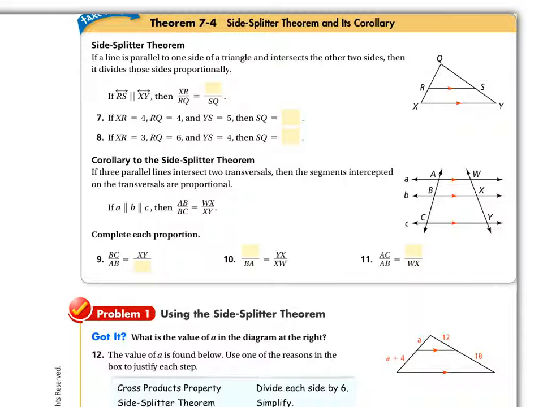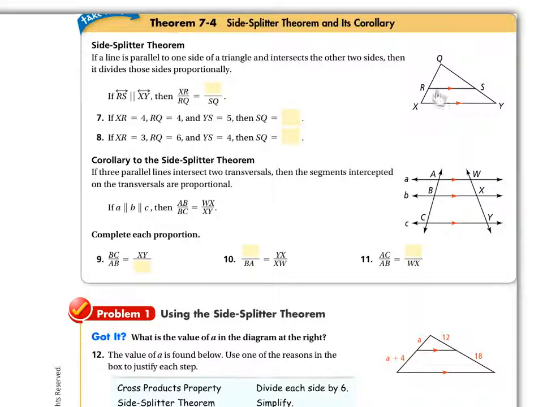So Theorem 7.4, side splitter theorem, and its corollary. What does side splitter imply? Does it say splits the sides into equal pieces? Nope. Do you remember that when we were going over our homework, we had a problem that looked just like this triangle, where you have a smaller triangle overlapping a bigger triangle, and I said that you did not know that these 2 lines were parallel. Well, what is this diagram telling you here? That they're parallel.